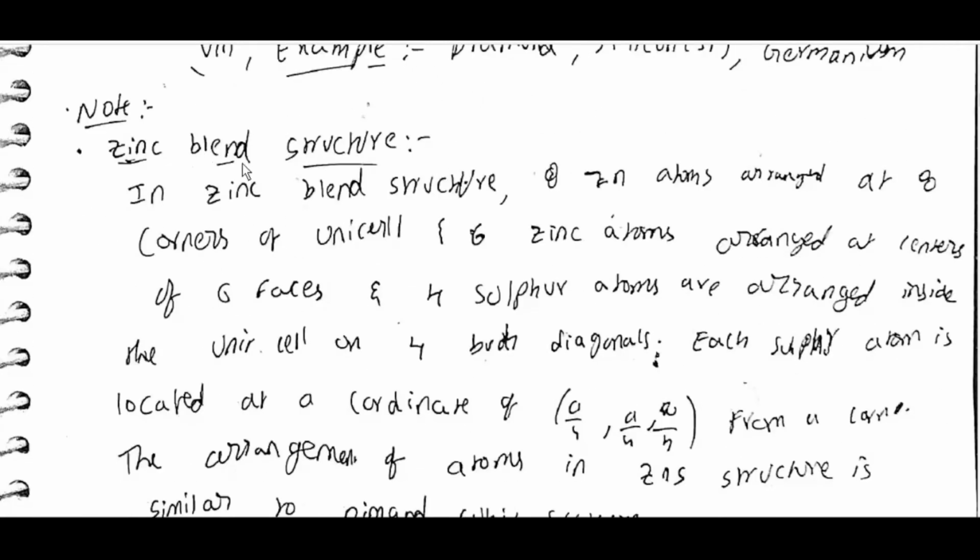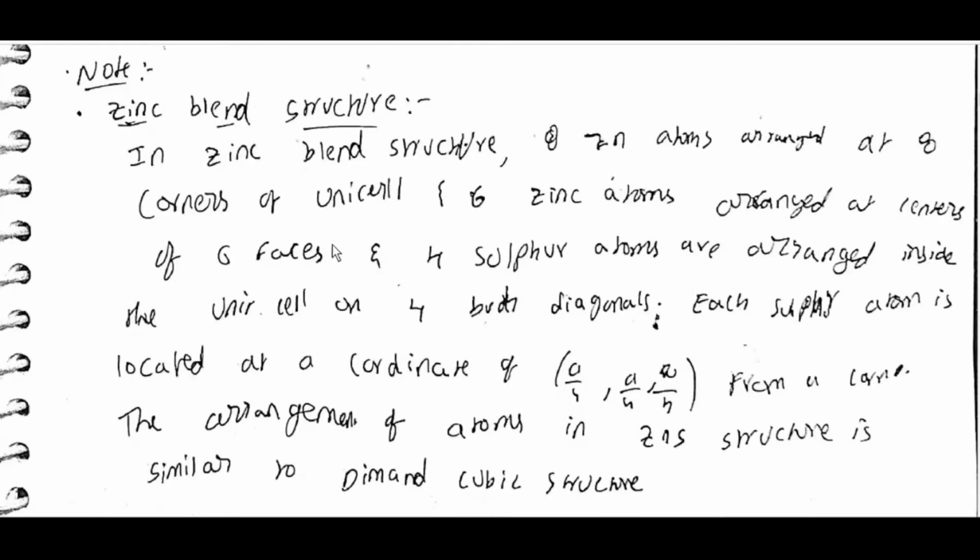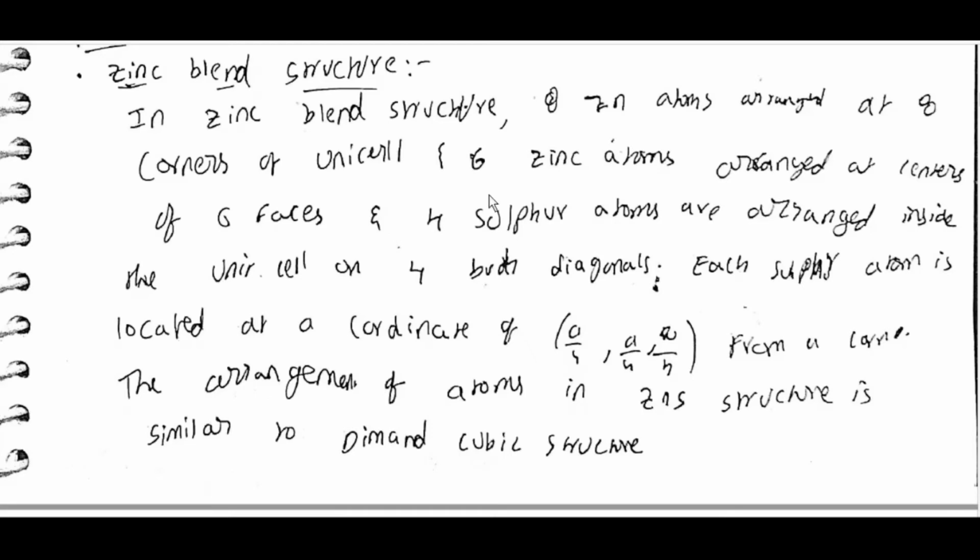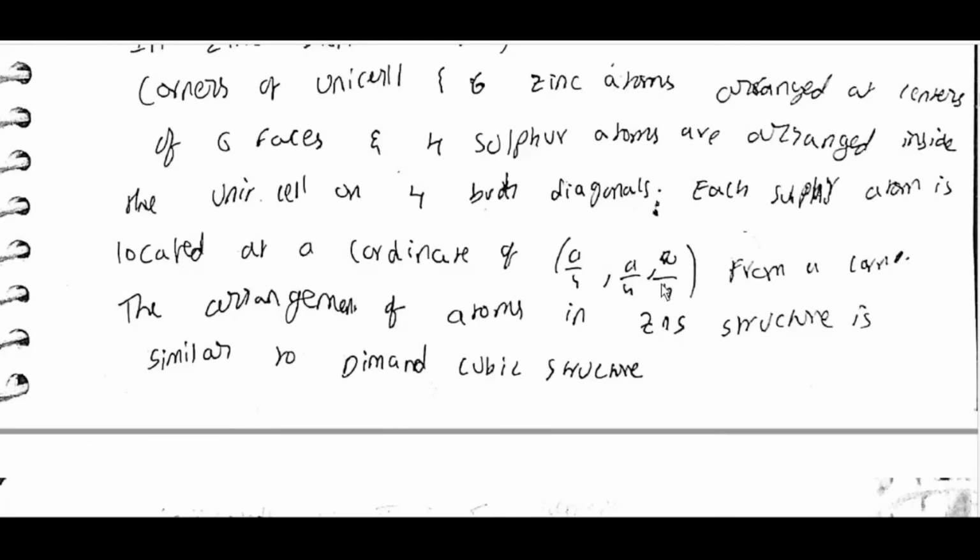Note, zinc blende structure. In zinc blende structure, 8 zinc atoms are arranged at 8 corners of the unit cell and 6 zinc atoms are arranged at the centers of 6 faces. 4 sulfur atoms are arranged inside the unit cell on 4 body diagonals. Each sulfur atom is located at a coordinate of a/4, a/4, a/4 from the corner. The arrangement of atoms in ZnS structure is similar to diamond cubic structure. Example: compounds of third and fifth group elements, gallium arsenide.